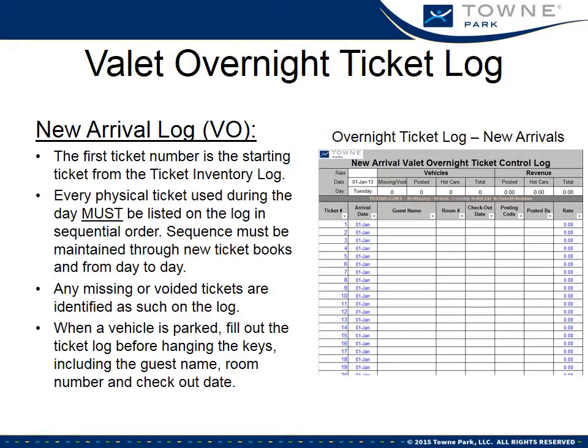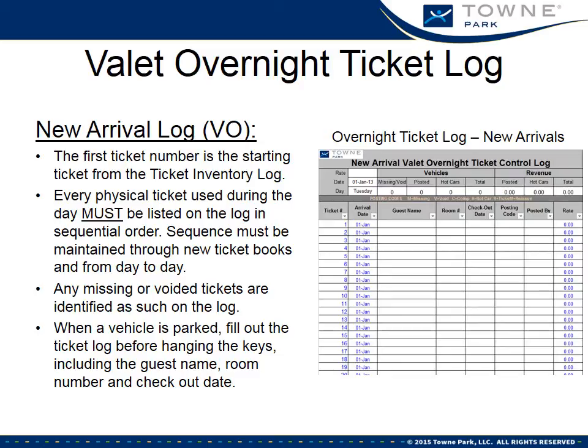It is critical that the VO log be completed accurately for every single ticket used during the day. The first ticket number is always the starting ticket number from the ticket inventory log, and then every ticket thereafter must be listed in sequence, regardless of whether the ticket went missing or voided or any other circumstances. All tickets in the sequence must be listed on the log, and if they're not used for a hotel guest, an explanation must be written down.